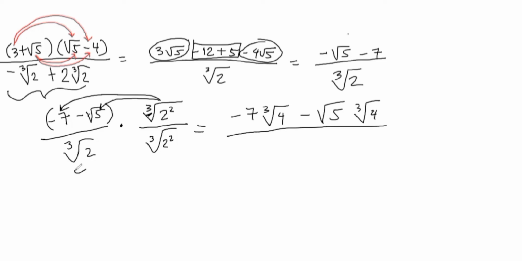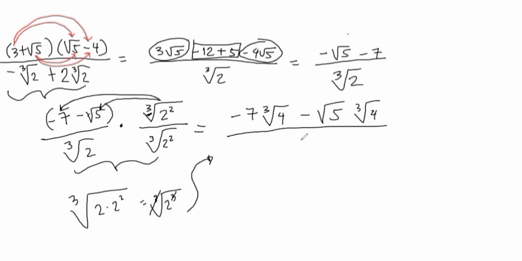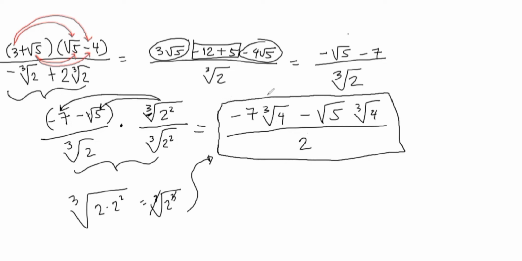Okay, so at this portion, the denominator would be cube root of 2 cubed, and just take that, and we will be having 2 in the denominator, and this is the final answer. Okay, so for now, I hope you practice more in evaluating the radical expressions.